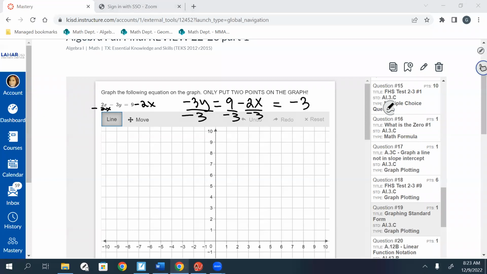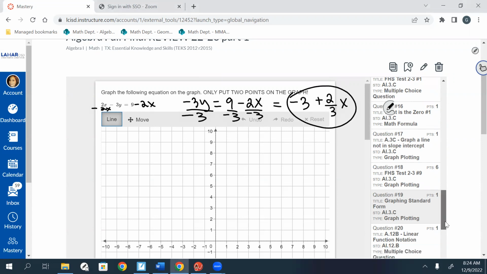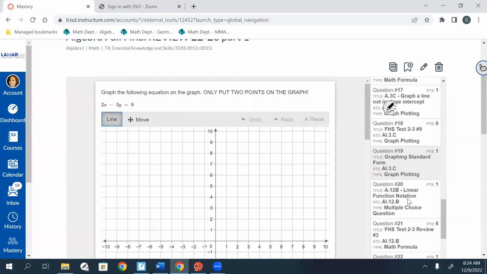So negative 3. And then you have a negative 2 divided by a negative 3. You can type that in your calculator, see what it reduces to. But you can also remember a negative divided by a negative is a positive. And 2 cannot be divided by 3 evenly, so it just stays 2/3. So there's your equation that you can type into your calculator and get your points.